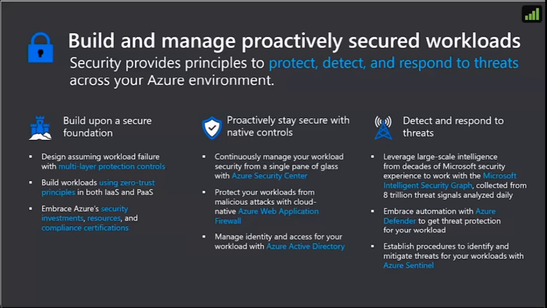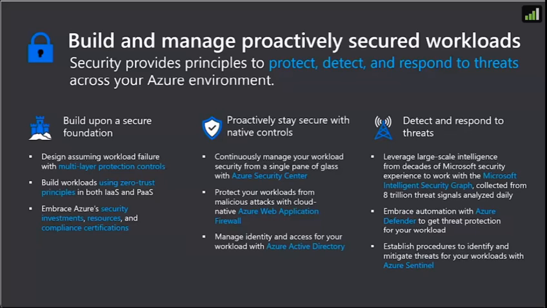Detect and respond to threats. We have services that help you with that as well. You can leverage large-scale intelligence from decades of Microsoft security experience by utilizing Microsoft's Intelligent Security Graph. You can embrace automation with Azure Defender to get threat protection for your workloads, and you can establish procedures to identify and mitigate threats for your workloads with Azure Sentinel, which allows you to monitor alerts, and you're given alerts in threat protection, threat detection in your environment across your resources in your Azure cloud, on-premises resources, as well as resources that may live in another cloud.